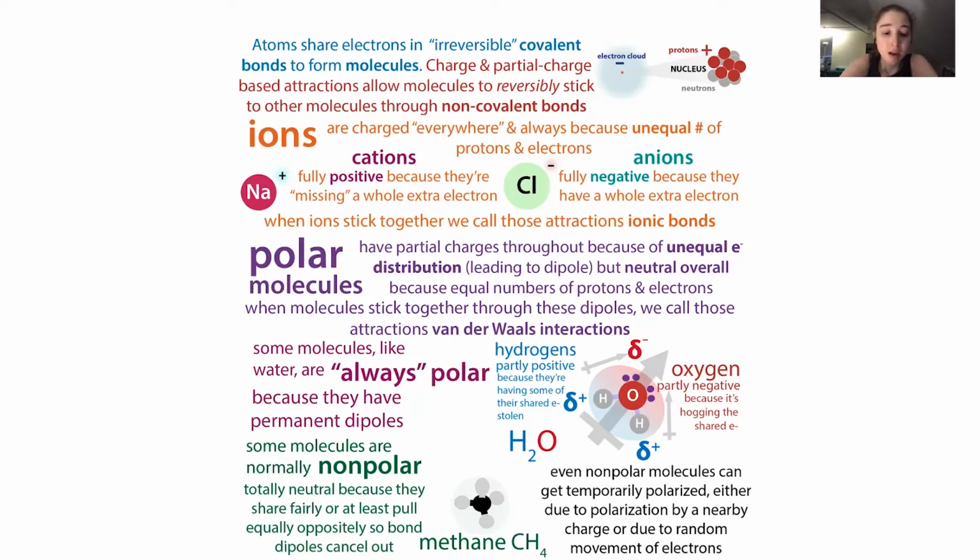atom. So that'll give you a partial charge, and then you can have charge attractions and partial charge attractions, all sorts of ways that molecules can interact. These are all just through attractions. Sometimes we call them hydrogen bonds or ionic bonds, but really those are just stronger attractions.